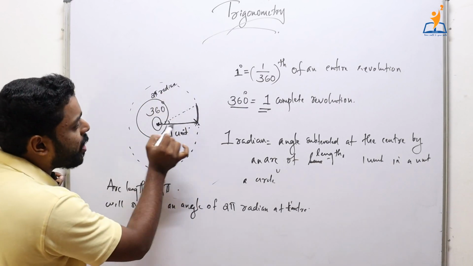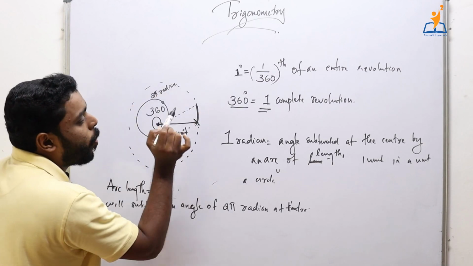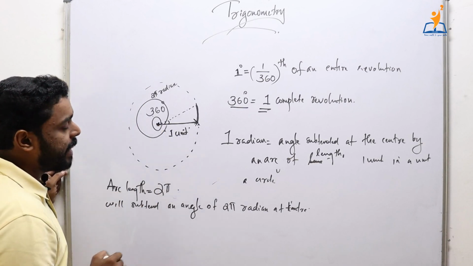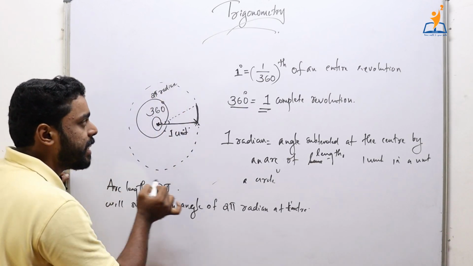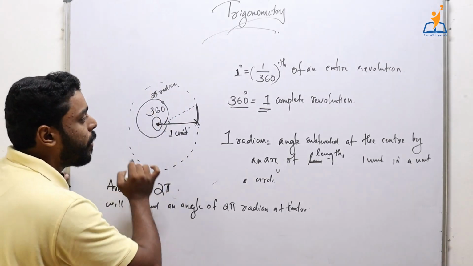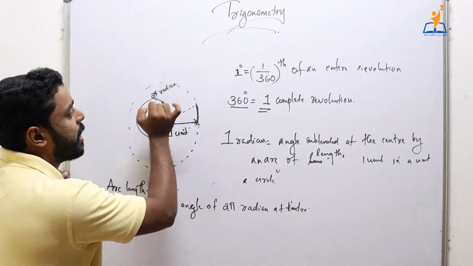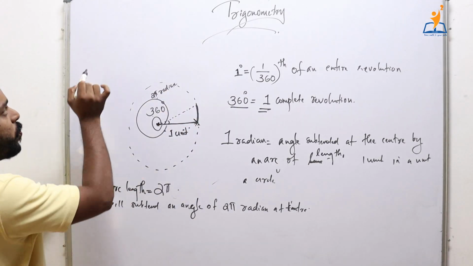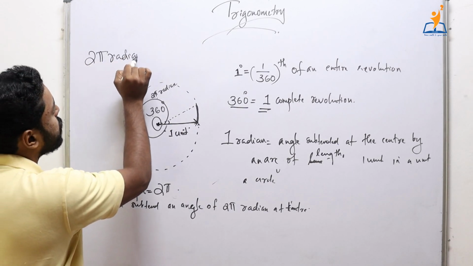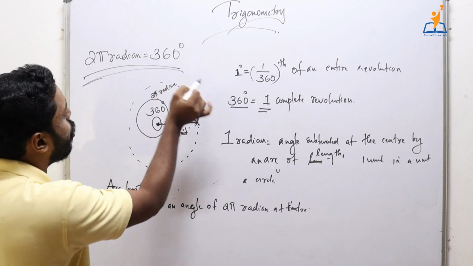When we consider this length as a ray and rotate it about its initial point to reach back to the original position, the angle formed is 360 degrees. And when we consider this entire thing as a unit circle, the arc of length 2 pi units, that is the complete circle, subtends an angle of 2 pi radians, which means that 2 pi radians is equal to 360 degrees. Very important result.